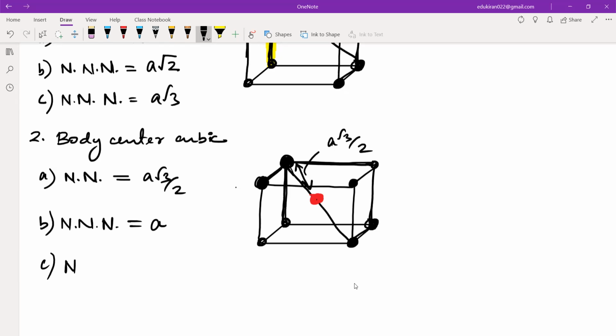And the next part, next to next. There will be one more next, the next to next nearest neighbor. This will be how much? So see, here there was one, then we have here, which is A root 3 by 2. Then we went here, and after that we can go here. Now this distance is how much? A root 2. Can you see that? Yes or no? Please tell me.